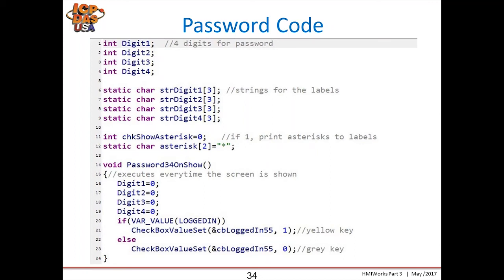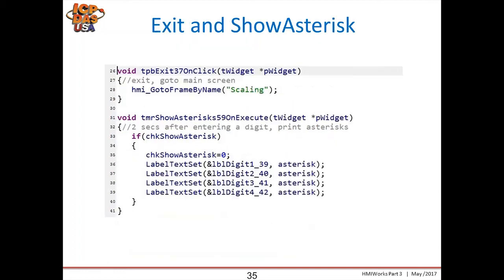When the screen is shown, all the digits are set to 0, and the correct key is shown depending on the state of the login tag. The exit button simply takes the user back to the scaling screen. The ShowAsterisk timer will check if the check ShowAsterisk variable is set to 1, so it can print asterisks to the labels to hide the entered password.